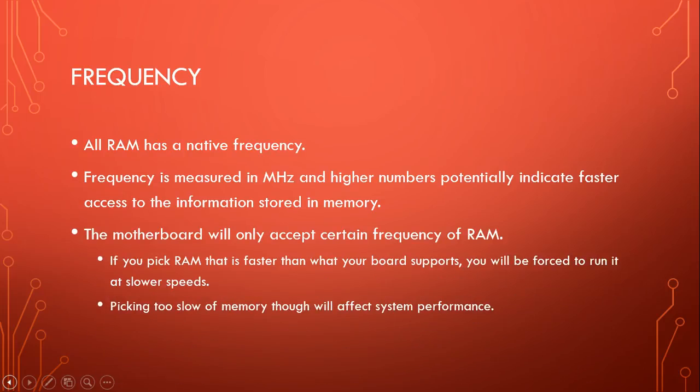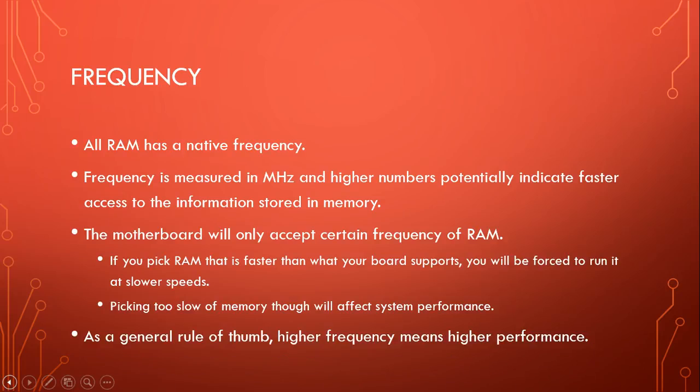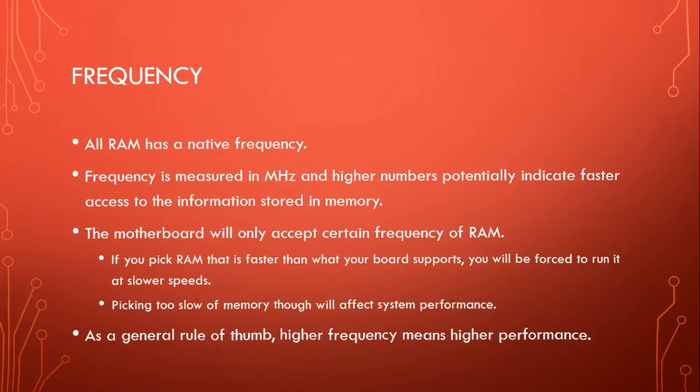The motherboard, though, will only accept certain frequencies of RAM. If you pick RAM that is faster than what your board supports, you'll be forced to run it at slower speeds. Now, on the other hand, if you pick speeds that are too slow, it's going to affect your system performance. So you want to always try and, within your budget, maximize that speed. And as a general rule of thumb, higher frequency means higher performance. So a 2133 megahertz RAM stick will perform much faster than that of a 1800.